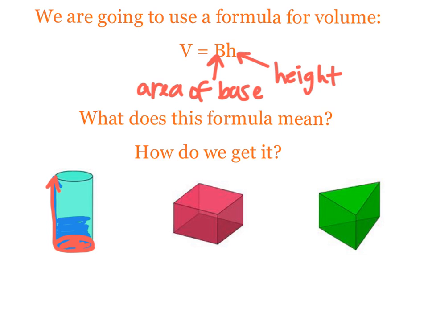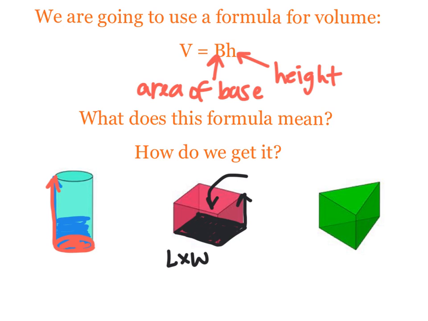So if we look at the next picture, I have a rectangular prism here. If I think about when I'm pouring a liquid into this prism, what's going to fill up first is the bottom. So we have the area of this rectangle. Area of a rectangle is length times width. And then it continues to fill up to the height of the prism. So again, area of the base times the height.